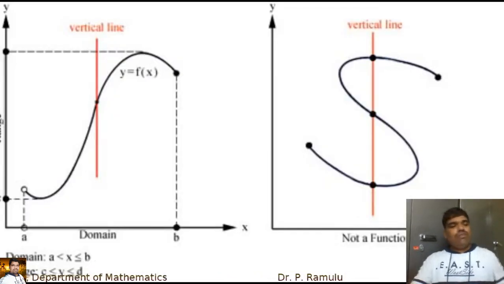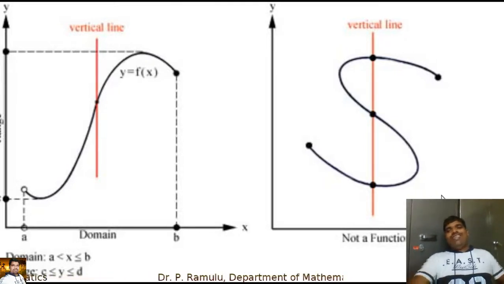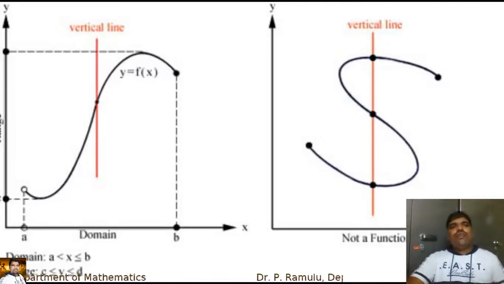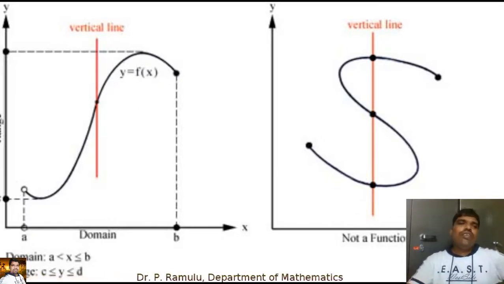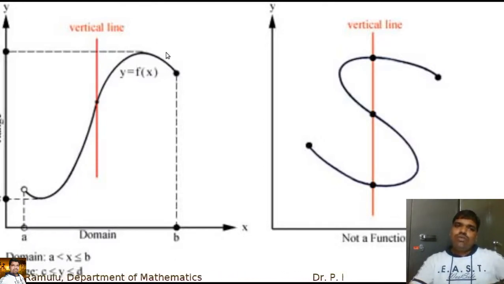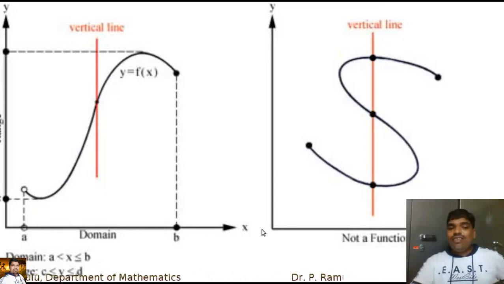Now I am going to define it according to graphs. We already discussed diagrams, so now we have to discuss functions using graphs. Here, see, one line is appearing. You may think this is the x-axis and this is the y-axis. In this we have drawn a graph. You may be looking at this as A and this as B.